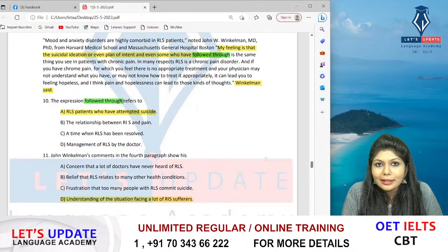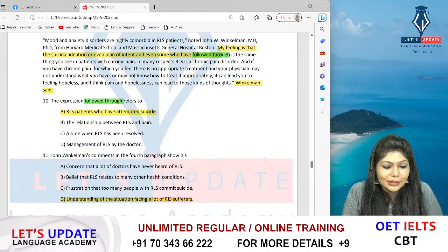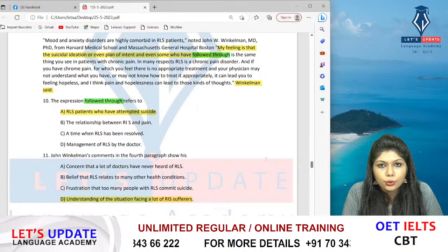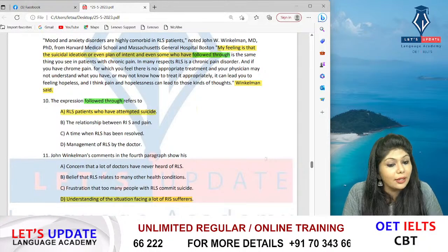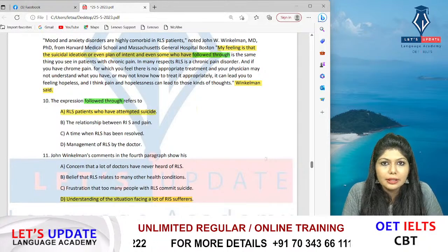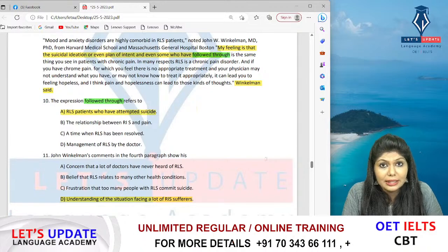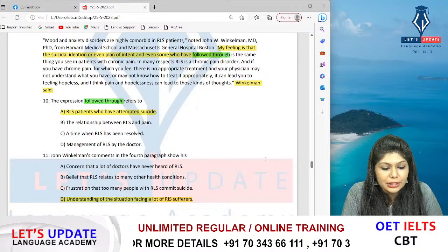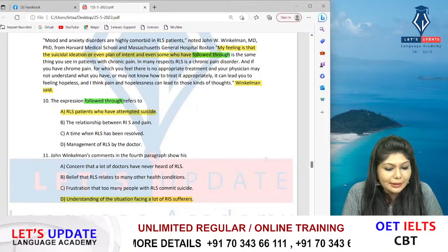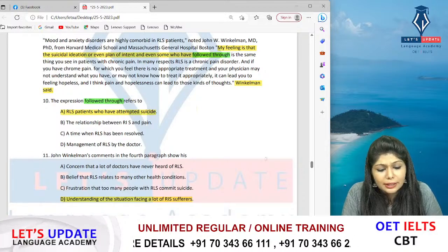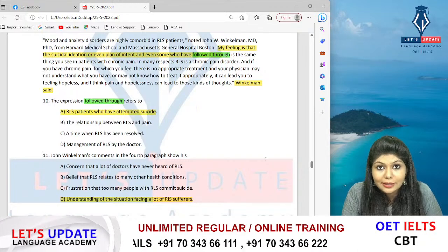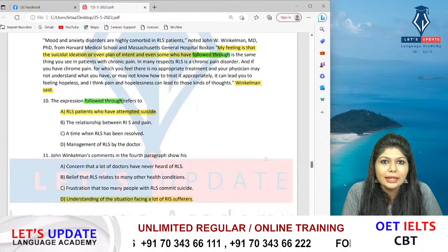So A can be clearly eliminated, because he's not showing concern that a lot of doctors don't know or have never heard of it. He's not saying that. If the doctor doesn't know, that is the condition he's actually mentioning. So A is incorrect. And B, belief that RLS relates to many other health conditions. No, he is not telling you about many other health conditions, just about suicidal thoughts and their connection.